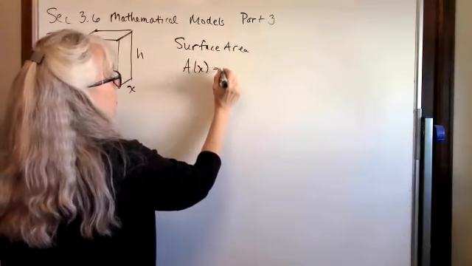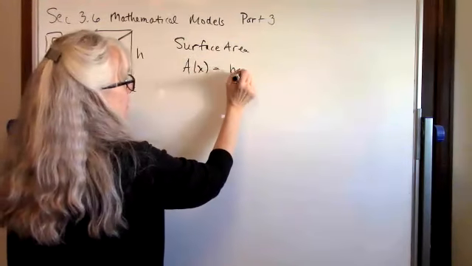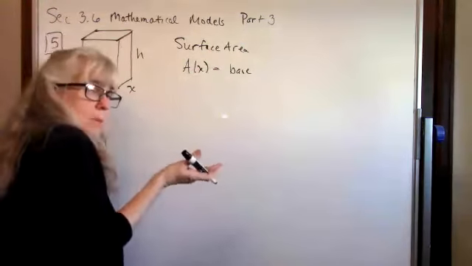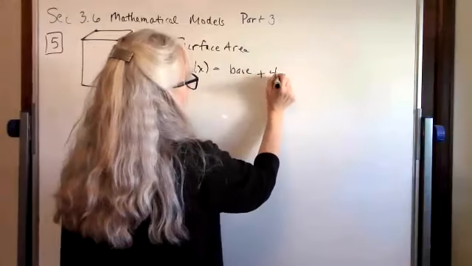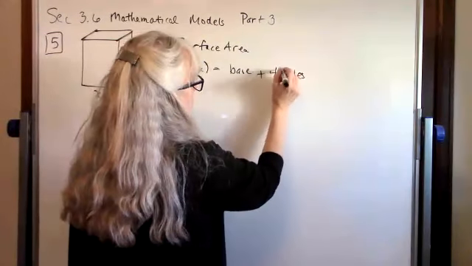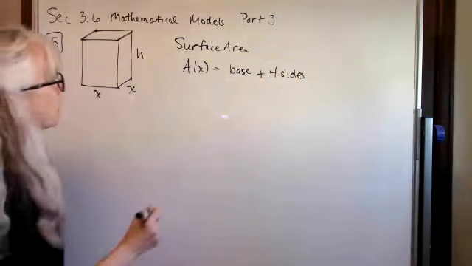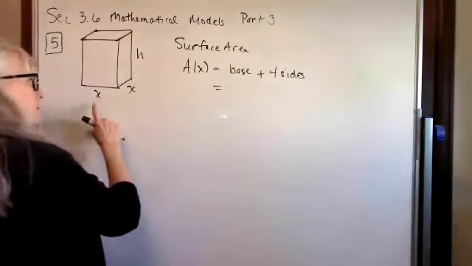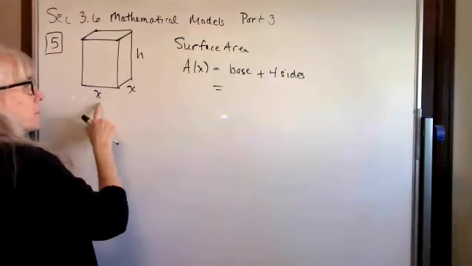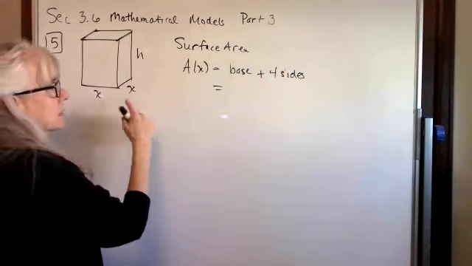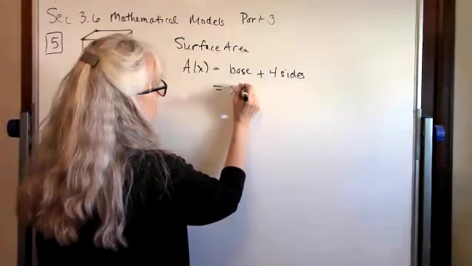So the surface area would be the area of the base that it's resting on. That's how much material we need to make the bottom of the box, plus the 4 sides of the box. So again, just writing it in words so we can pick up what we need. The area of the base, well, the base is what it's resting on. That's this bottom piece, which is x by x. So that area would just be x squared.